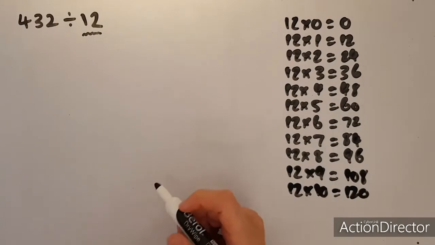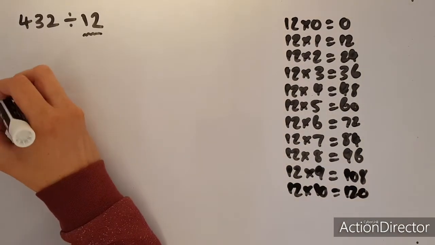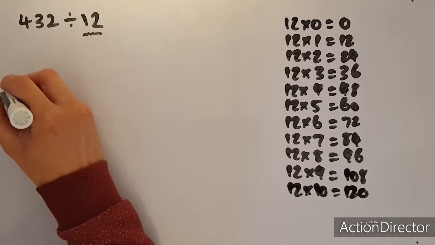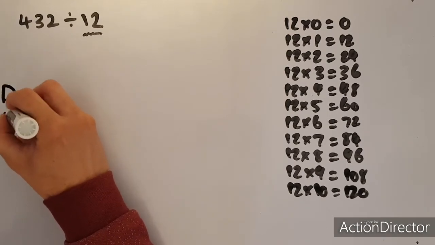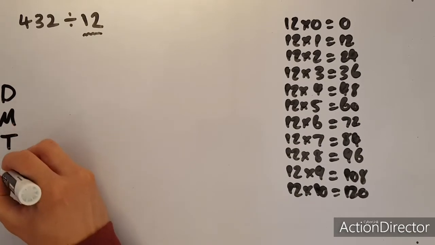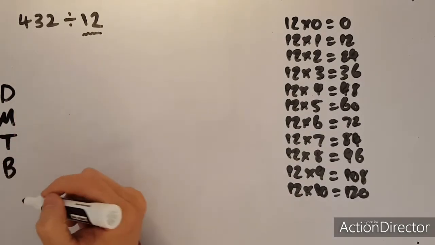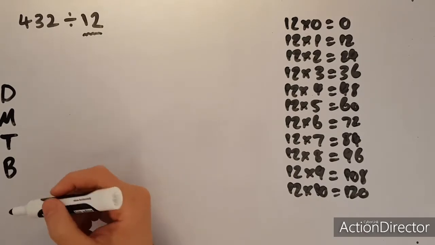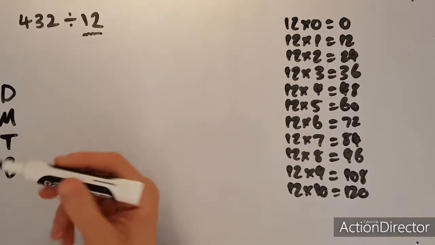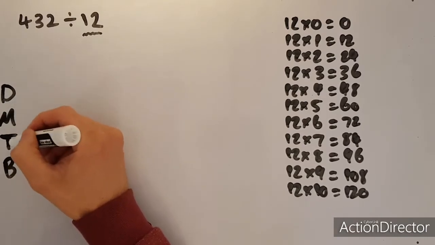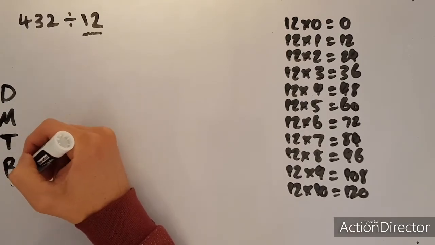The last bit of preparation is to write a few letters on this side: D, M, T, B. This will help you later on for remembering the order for long division. The best way to remember D, M, T, B is like this: Don't miss the bus. D, M, T, B, don't miss the bus.